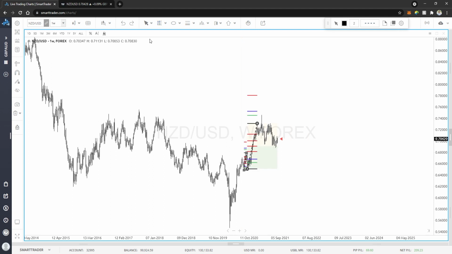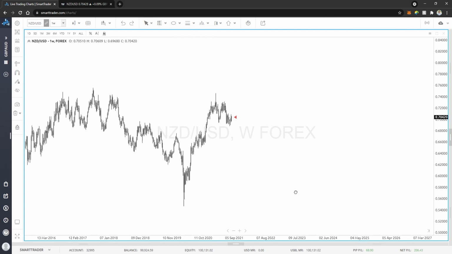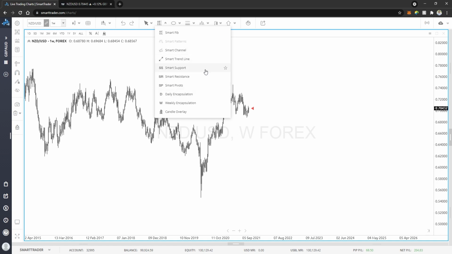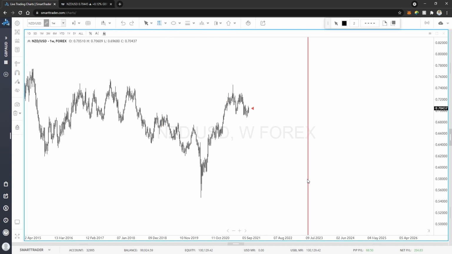And that's not what I wanted to show y'all. I'm just drawing everything. Hold on, y'all. Bear with me. I'm trying to get this to a point so I can show you. There we go. So these are your smart tools over here. You've got smart support, smart resistance, smart pivots, all that good stuff, right? And so I'm going to grab the smart fib tool and I am going to drop it below my last low. This red line just helps you locate where exactly you are, right?